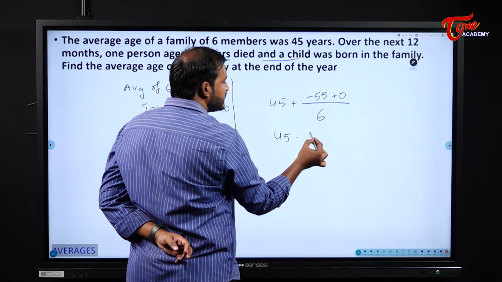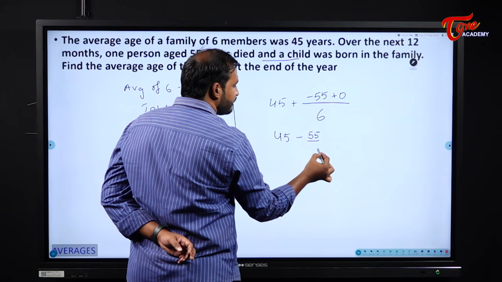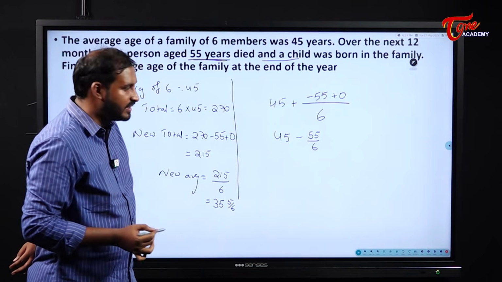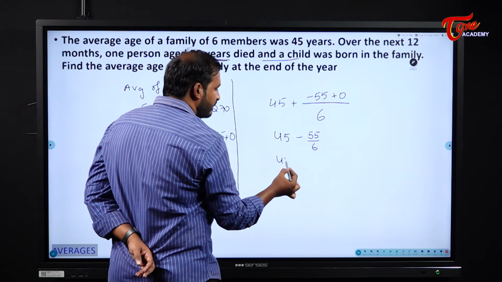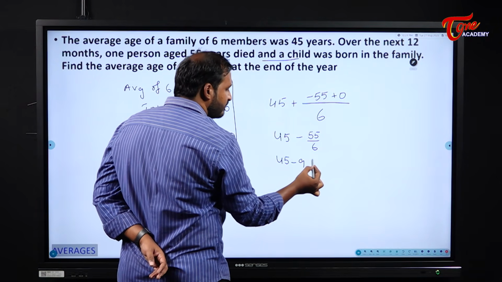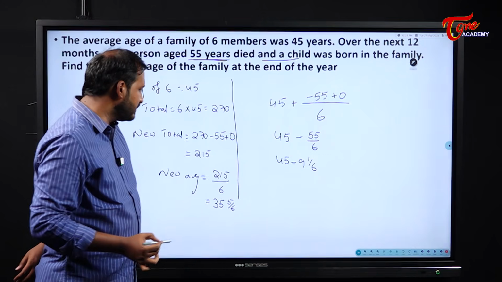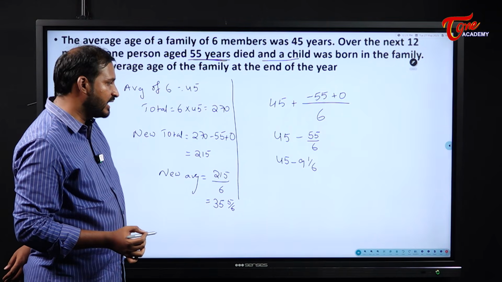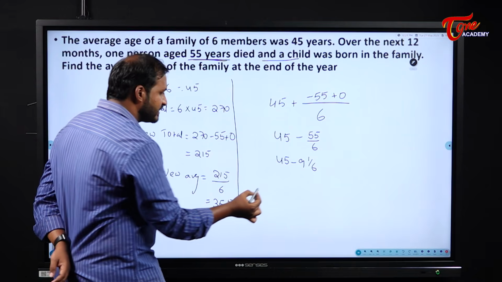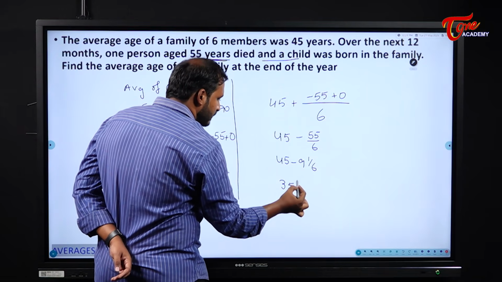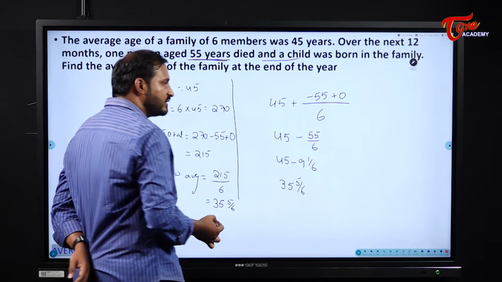Now what happens, students? 45 minus 55 by 6. So what does it become? 45 minus 55 by 6 means 9 1 by 6. 9 1 by 6 means it will become 35 5 by 6. If you solve this one, you will get the same value.